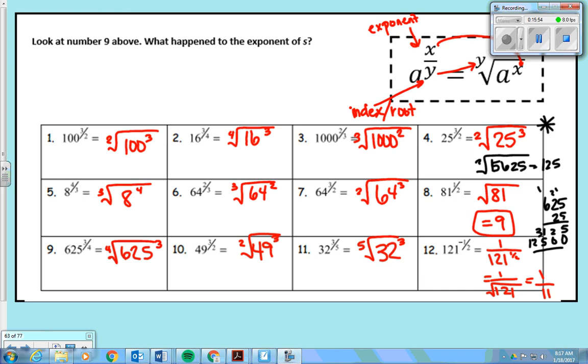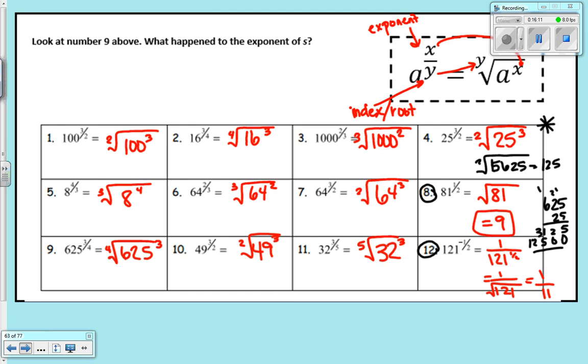Notice on number 8 and 12, I actually went ahead and worked them out. 8 was just to the half, so I knew that was just a square root, so I took the square root of 81 and got 9. 12 was just to the negative 1/2, which meant that I had to flip it to the bottom, but then it was just 1 over the square root of 121, so 1 over 11.